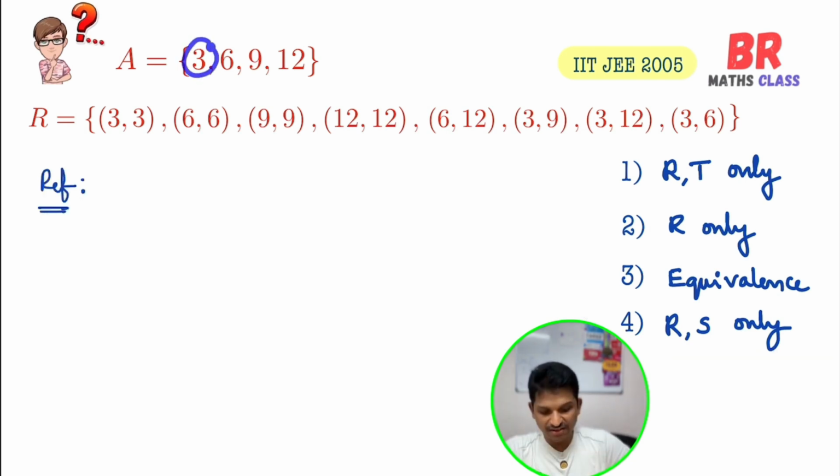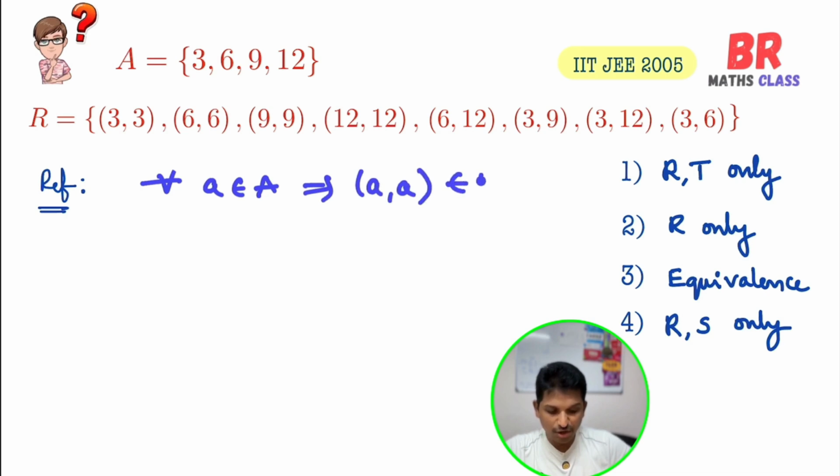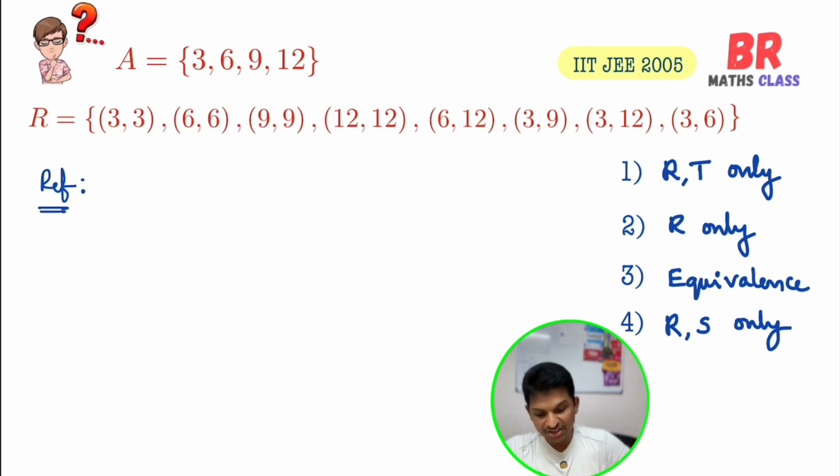If you take 3 in set A, ordered pair 3 comma 3 is there. If you take 6 in set A, ordered pair 6 comma 6 is there. If you take 9 in set A, ordered pair 9 comma 9 is there. If you take 12 in set A, ordered pair 12 comma 12 is there. That means for every a belongs to set A, the ordered pair a comma a belongs to the relation. So is this relation reflexive or not? Yes, this relation is reflexive. I have written here, this relation is reflexive.